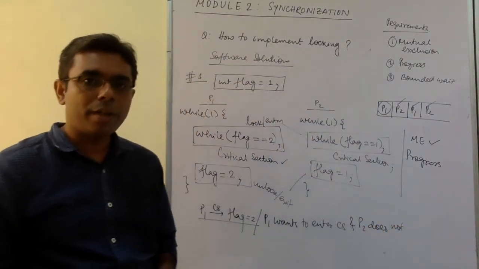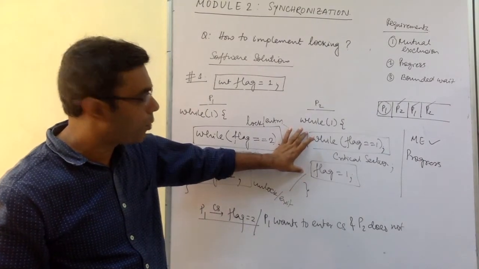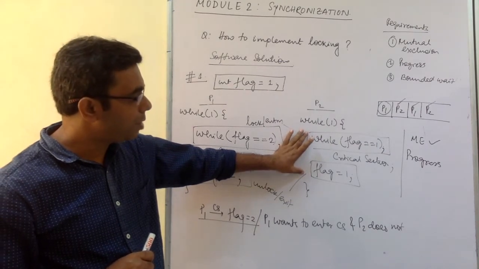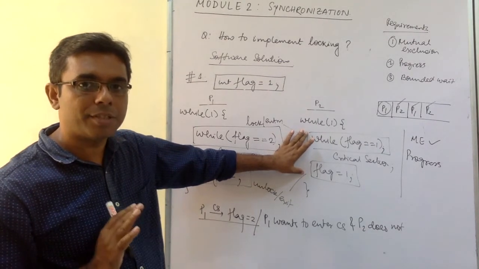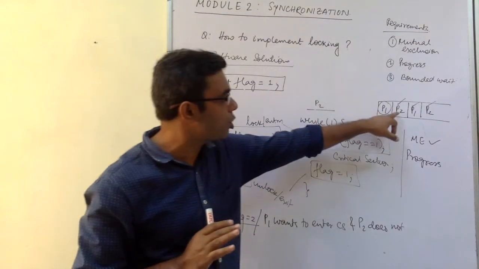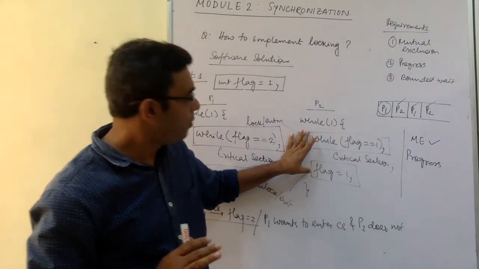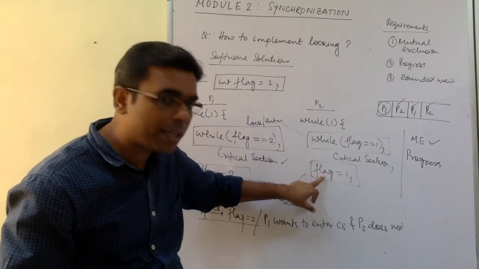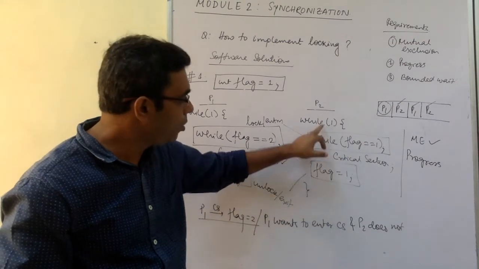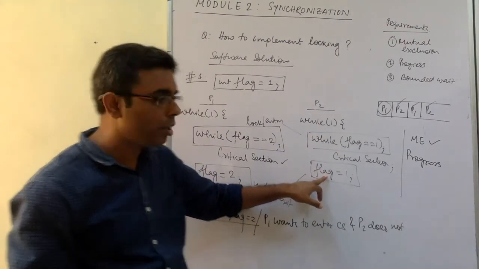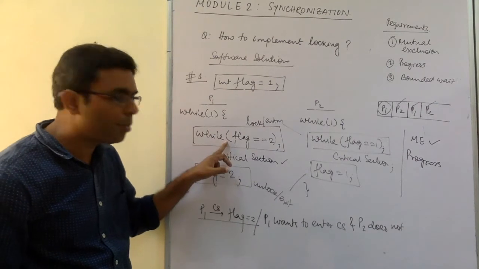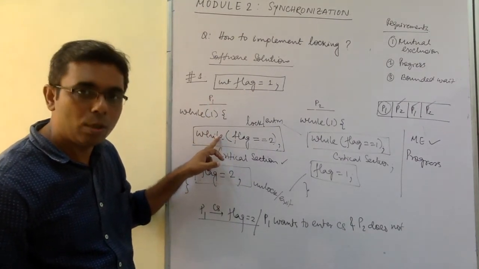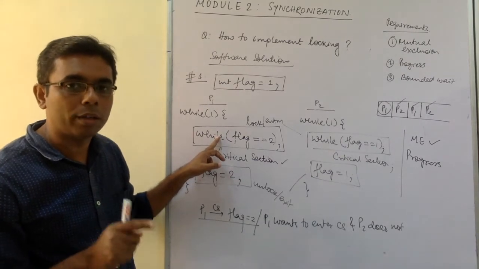If P2 does not want to enter the critical section, then this particular piece of code, the entry and exit section, will never be executed. Even if P2 gets scheduled, this portion will not be executed. If this portion will not be executed, then P2 will never make this flag equal to 1. And if P2 does not make this flag equal to 1, P1 will never come out of this, because P1 can only come out of this while loop when flag is equal to 1.